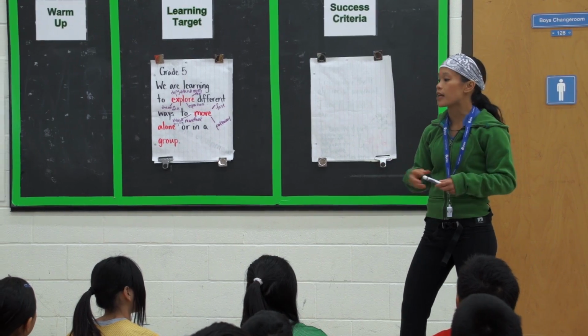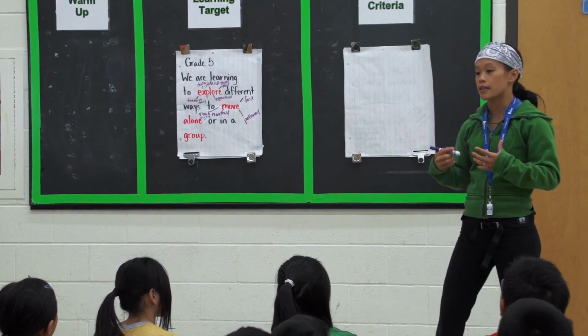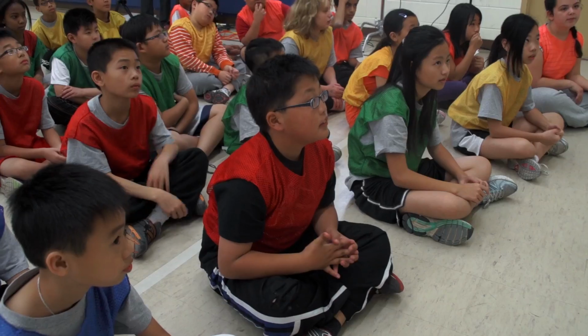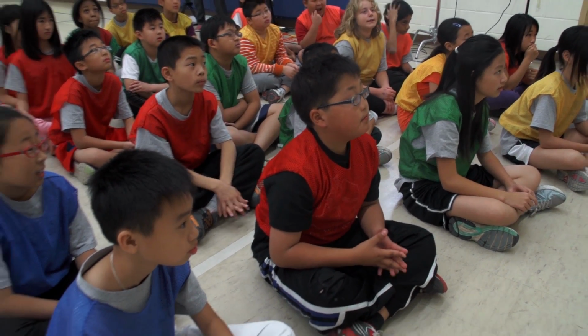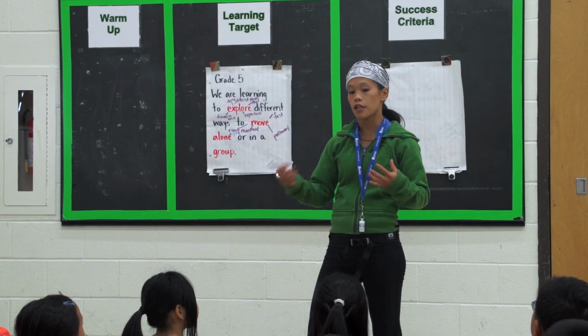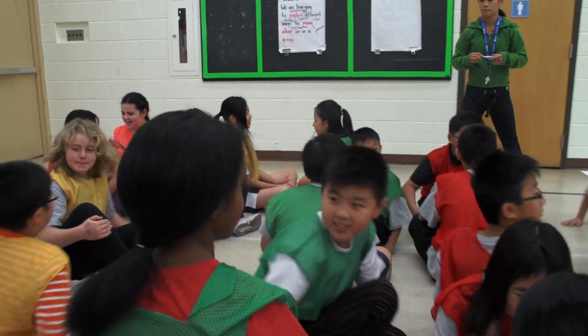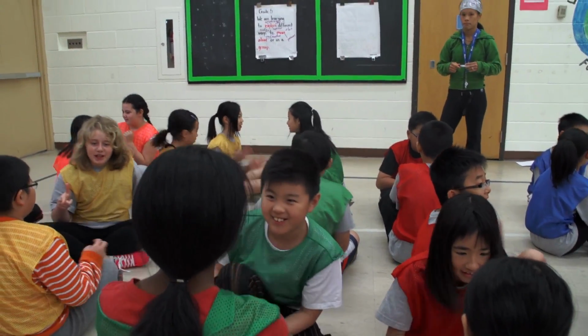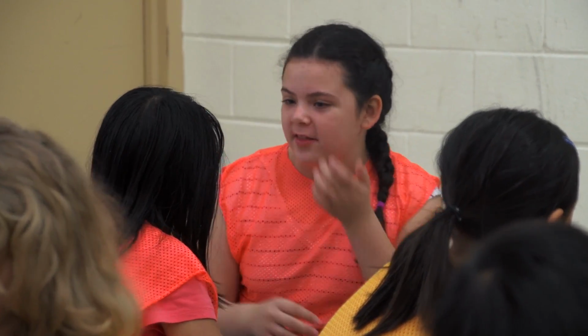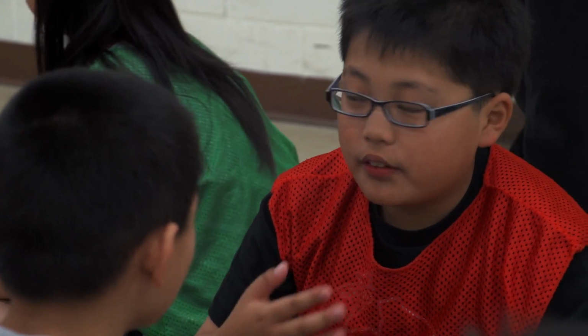Think about all the dances that you've seen on TV, dances that you might have done previously. So with the partner, discuss what type of dance you've seen or you tried before, and tell each other why you like those dances. Okay? Go ahead. Okay, 5, 4, 3, 2, 1.